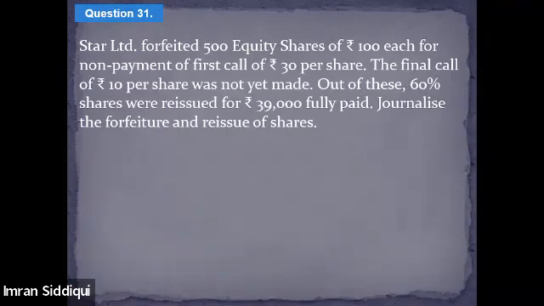On reissuing these shares, the company is able to arrange 39,000 rupees, and we need to journalize considering the situation. I hope the question is easy and clear to all of you. Let's start with the solution. First of all, we need to pass the journal entry for, what will be required to pass journal entry for? Forfeiture. Yes, Alexander, very good. So first part, pass the journal entry for the forfeiture of shares.